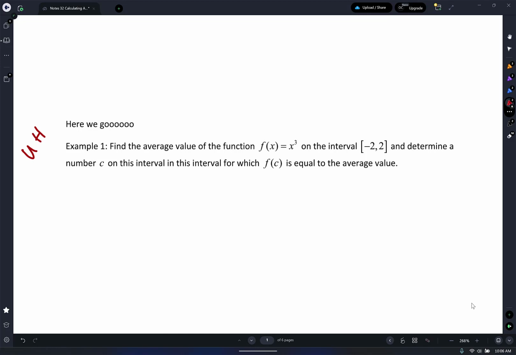Example 1, find the average value of the function. So I have a function, x cubed on the interval -2 to 2, and determine the number c on this interval for which f of c is equal to the average value. Okay, there's a lot of words there.